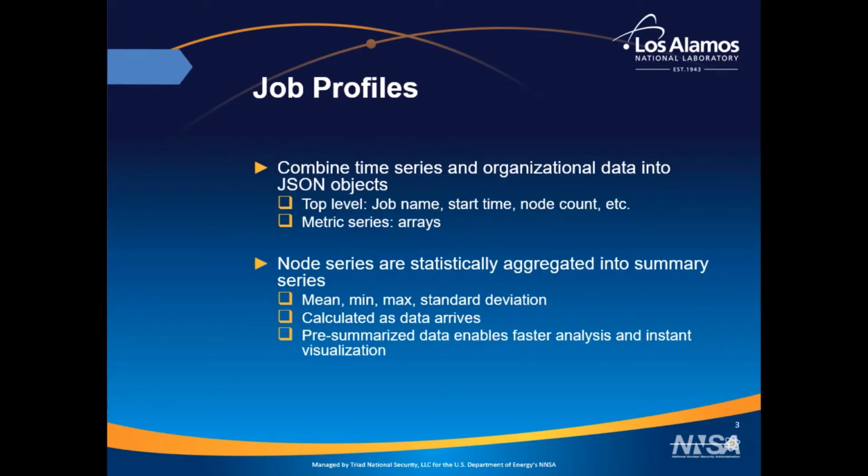So a job profile consists of a combination of both top-level job attributes, like the job's name, start time, end time, that sort of thing, with the metric time series data that I was just describing. And we're not just looking at the raw time series data for each node, but we're also aggregating that data across all the nodes at each point in time. So for example, looking at the average load value at each time point across all the nodes.